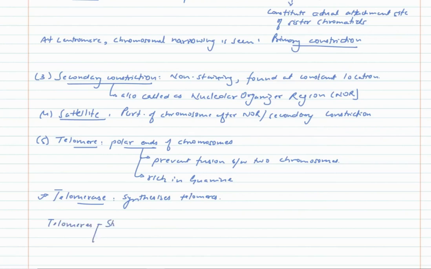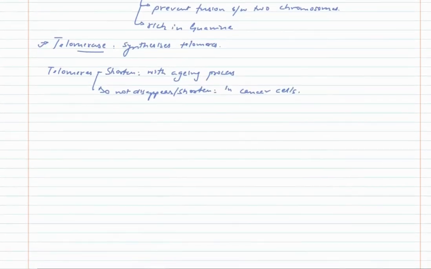These telomeres, they shorten with aging and they do not disappear or shorten in cancer cells. So, with age, it is normal for these telomeres to get shortened, but in cancer cells, this property is lost, and thus cancer cells they are able to survive for a long time as compared to normal chromosomes, which usually disappear due to the absence of these telomeres with aging.